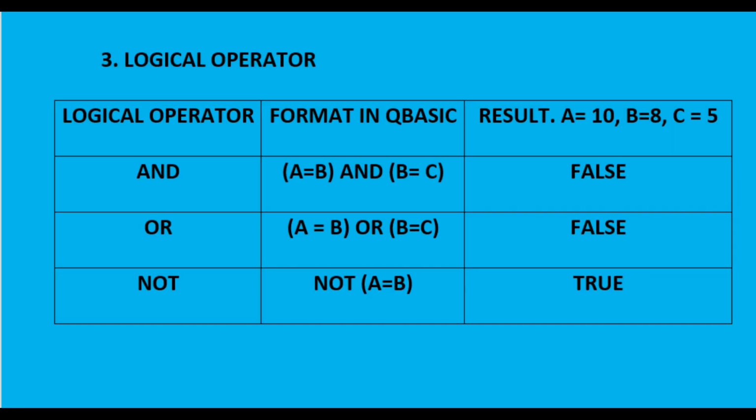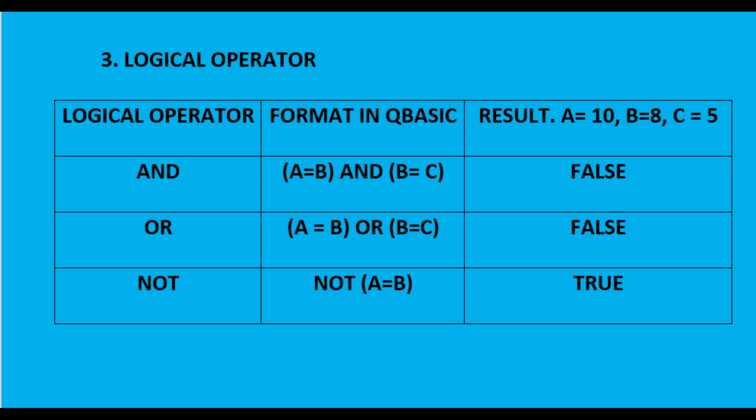Coming to the logical operators. Logical operators are of three types: and, or, and not. Now in the format also in the QBasic I have mentioned in the slide, and I am going to give you the example for this also. See here, if the value of A is 10, B is 8 and C is 5. Just understand this thing. If the value of A is 10, B is 8 and C is 5.